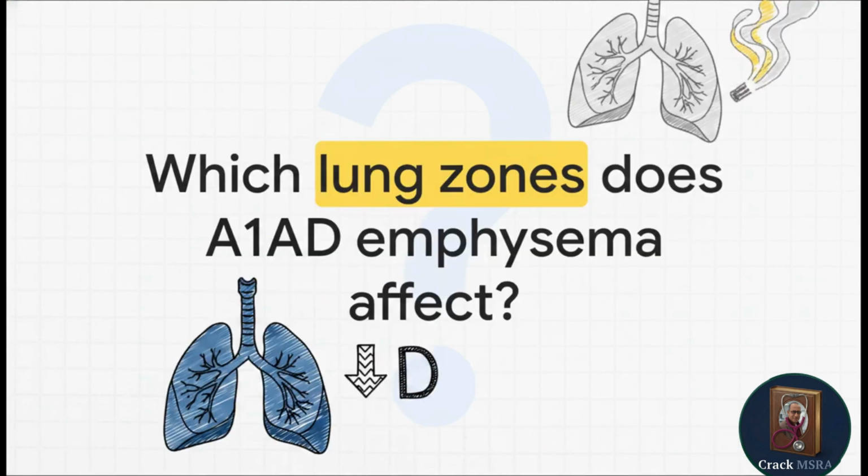Question 2. You've got a 42-year-old lifelong non-smoker with progressive breathlessness. The CT shows panacinar emphysema. Which lung zones are predominantly affected? Remember our mnemonic, D equals down, so the answer is the lower lobes.